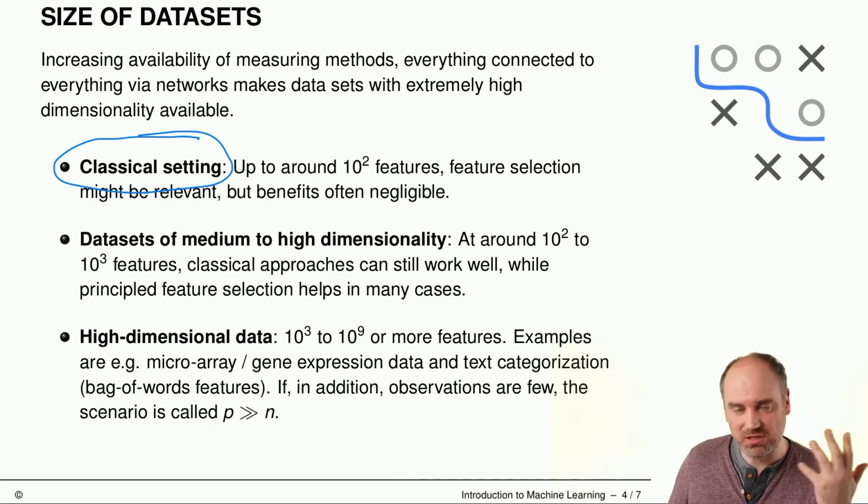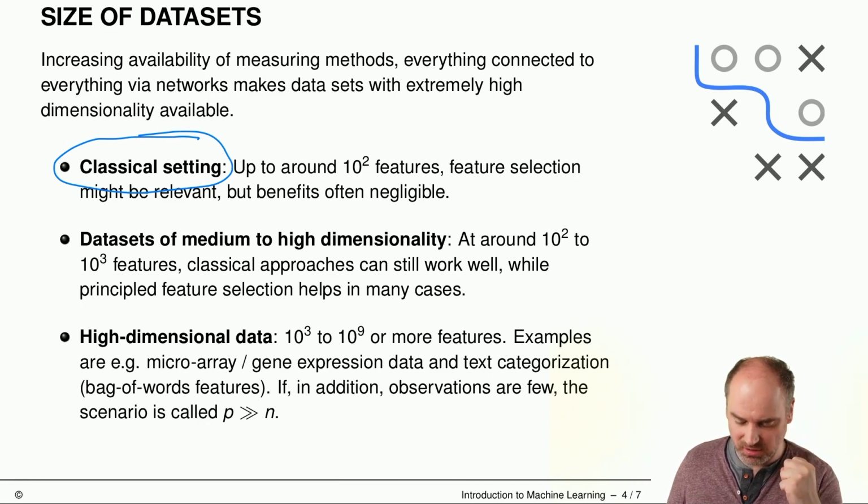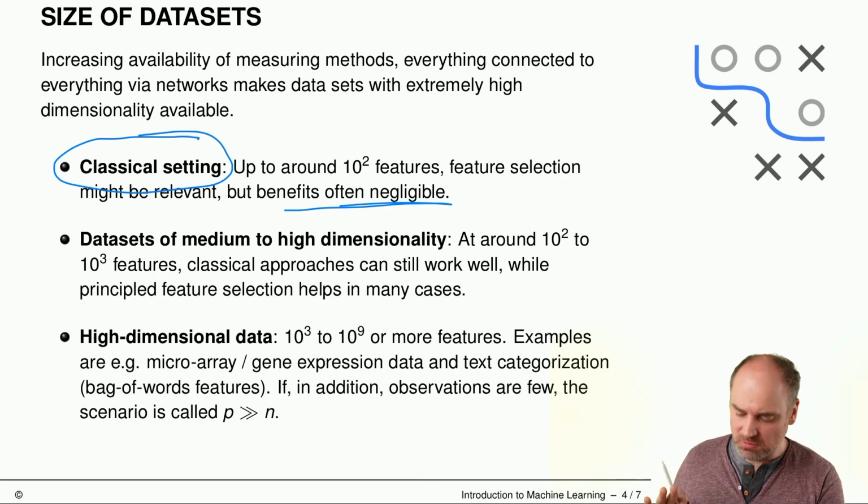If I have 100 features, which is a well-performing, interesting small subset, and I can reduce it to 3 or 4, that might still make post hoc analysis of the underlying relationships much simpler, and this might still be beneficial to us. But in terms of getting much better predictive performance, usually this is not so interesting. And then we have data sets of medium to high dimensionality, usually somewhere between 100 and 1,000 features, maybe between 100 and 10K features. Here, classical modeling approaches can still work quite well. But principled feature selection still helps in many cases, often quite drastically, by improving predictive performance.